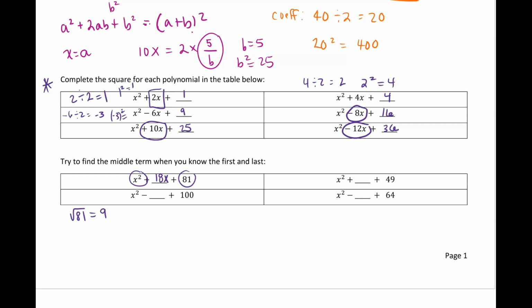All right, so over here, the square root of 49 is 7, but I'm going to double that. The middle term would then be 14x. Down here, the square root of 64 is 8, but let's double that. That would make that 16x. And then lastly, the square root of 100 is 10, but don't forget to double that, and that would be 20 times x.